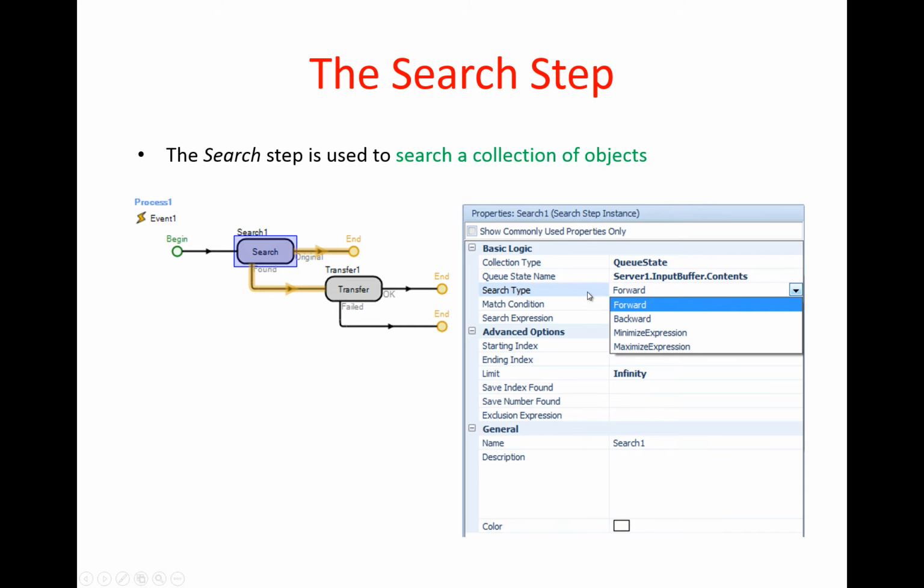So we process the first entity of type B in the queue, and then the second B entity, and then the third, and so on.